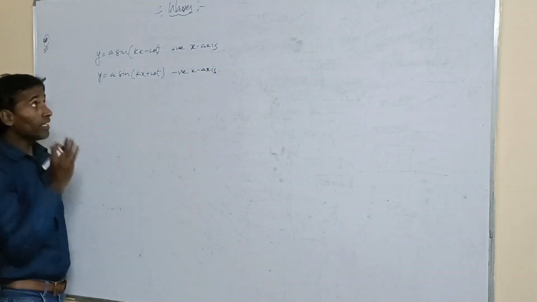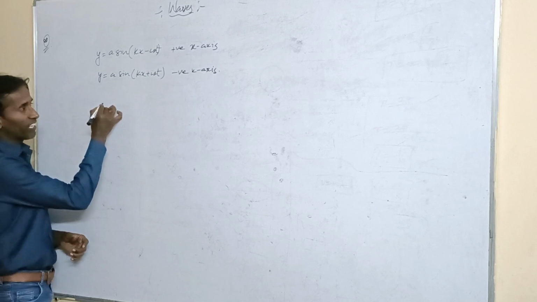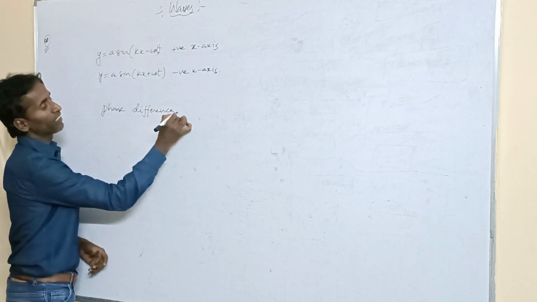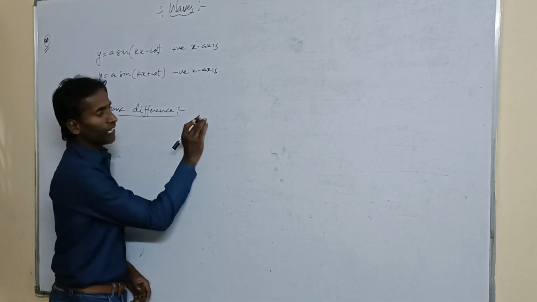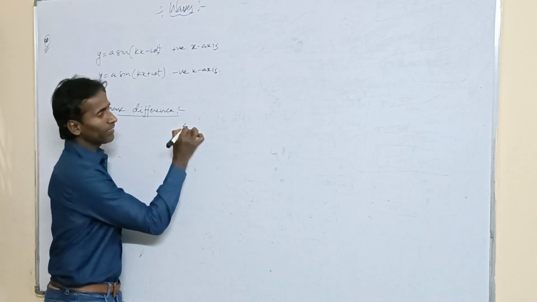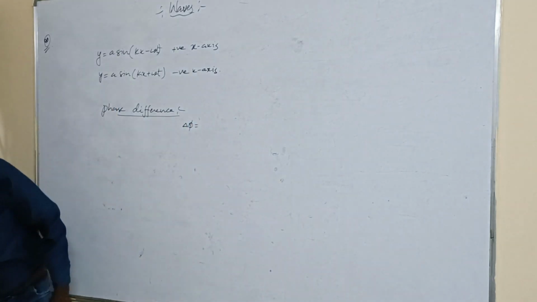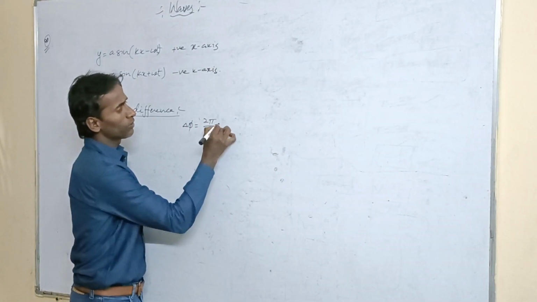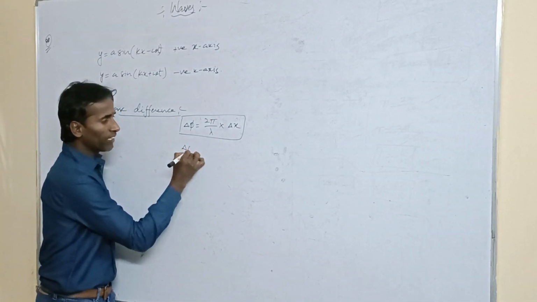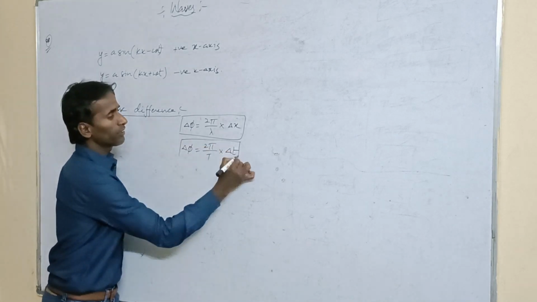Okay, these are the displacement relations in a progressive wave. And next we have phase difference. First of all, what is the phase difference formula? We have two types of formulas: one with path difference, another with time. Δφ = 2π/λ × Δx. This is for path difference, and for time, Δφ = 2π/T × Δt. This is for time.